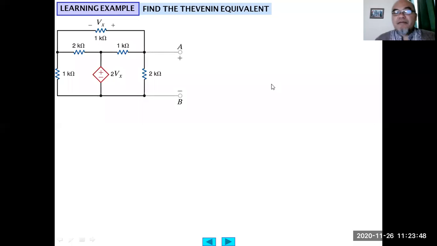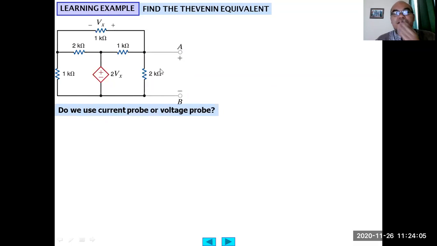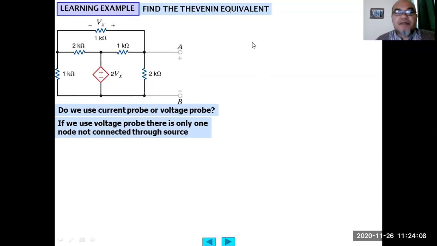So let's try with some examples. Find the Thevenin equivalent of the circuit. This contains only one single dependent voltage source, which is dependent on the value of the voltage across this 1 kilo ohm resistor. What do we use, current probe or voltage probe? If we use a voltage probe, there is only one node not connected through the source, which is this node. This node is connected to the source. This one is connected to this one, but this one, V1, is not known.